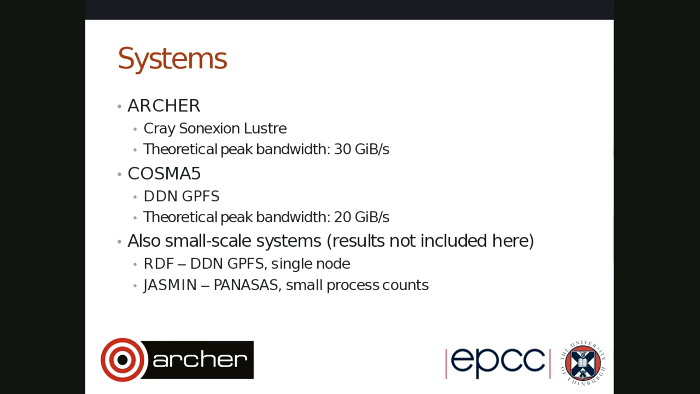There were a couple of small-scale systems. The RDF here, although it has a large amount of storage, the number of parallel processes you can use to access the file system is quite small because it's not a large HPC system attached to it. So that was based on a single node, and that's DDN GPFS as well. And we had access to JASMIN down south, which has a Panasas parallel file system, and that only used small process counts. So I'm not really reporting those results here because they're not interesting for what I was trying to illustrate around large-scale HPC parallel IO performance.